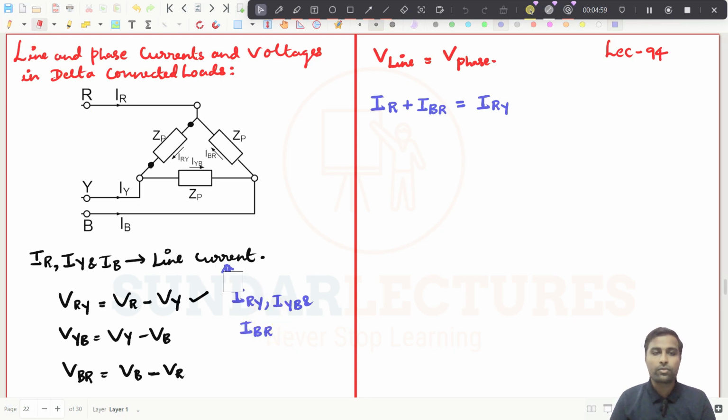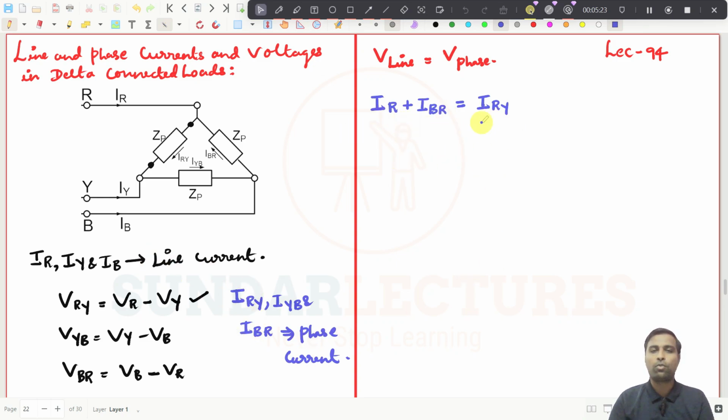See, don't get confused, it is not the line current. This is nothing but what we are calling phase currents. Try to understand. In the notation, it will be a little bit confusing, because for VRY we have taken it to be line voltage, but IRY here we are taking to be phase current. Try to understand. That is why I have written it here.